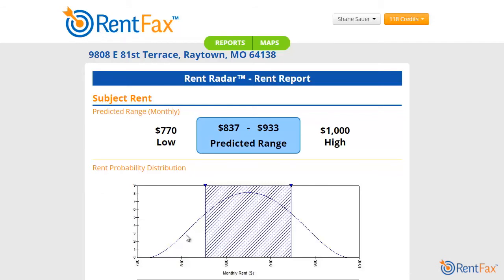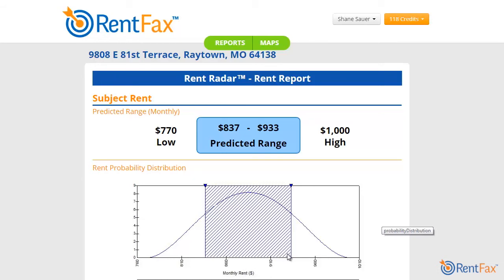Now, a probability distribution has some pretty fancy analytical language, but the simplest way to explain it is this curve is representing the likelihood of a certain rent being achieved. The very high point of this curve, or the peak, is the most likely rent that you will achieve with this property. The area underneath the curve is then what can amount to a percentage of likelihood of occurrence.